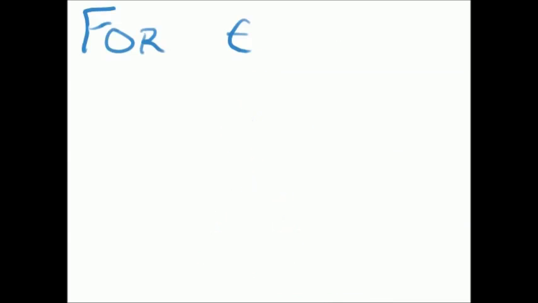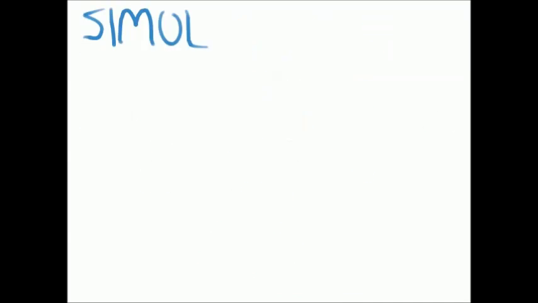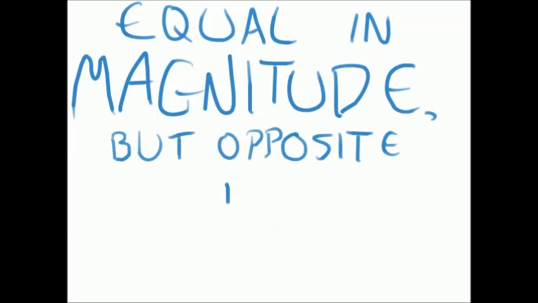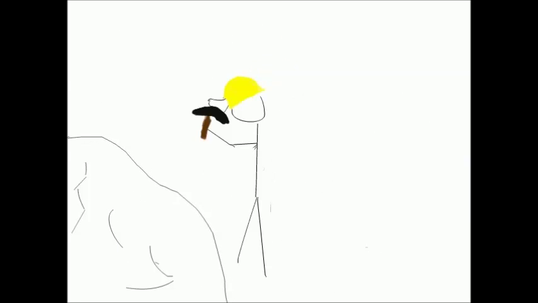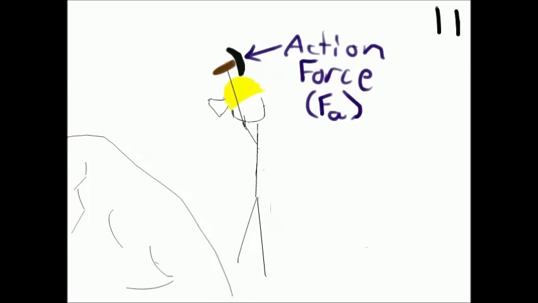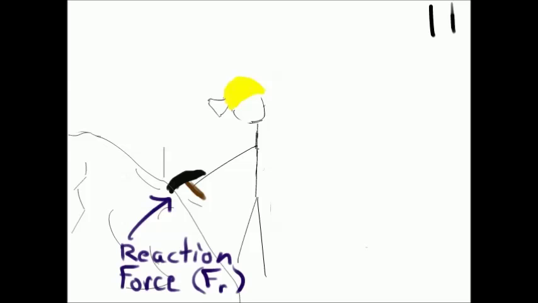The third law states that for every action force, there's a simultaneous reaction force that is equal in magnitude but opposite in direction. We can think of this in terms of a miner. He accelerates his pickaxe toward the rock. This is called the action force. When it comes in contact with the surface, the rock exerts the same amount of force back on the pickaxe. This is the reaction force.